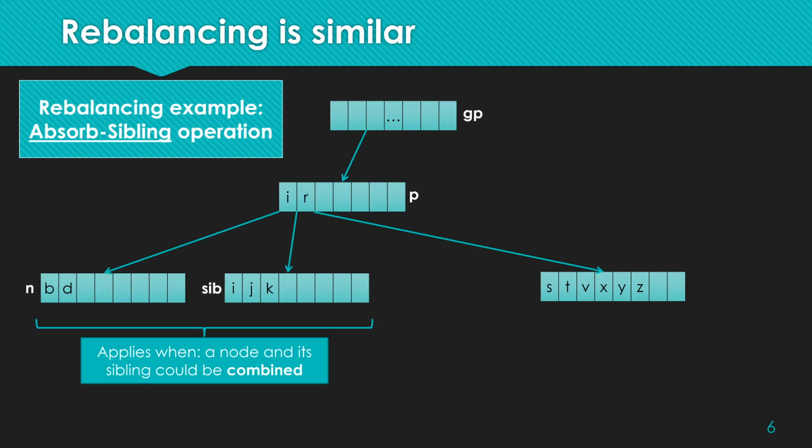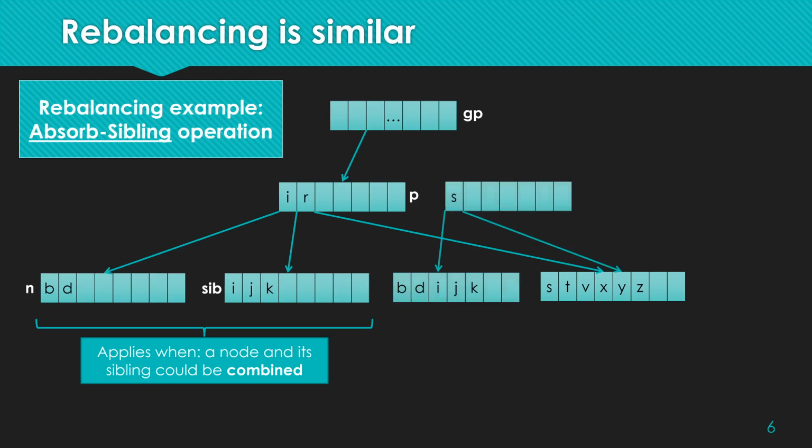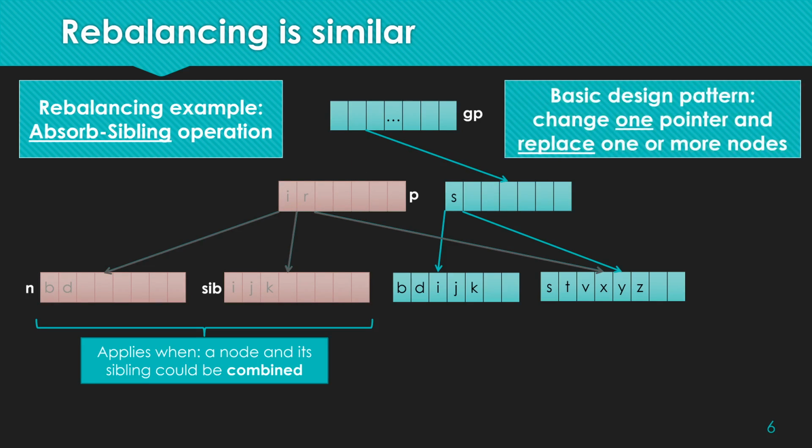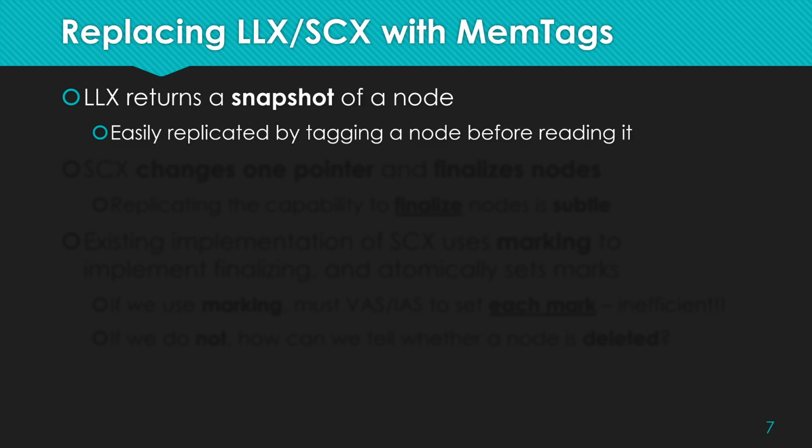We take these two nodes and combine them. In order to do this, we create a new node that contains the combination of the keys of both of those previous nodes. Also, of course, the parent is going to have one fewer child pointer now, because instead of two nodes, it's pointing to the single replacement node, and one fewer key. So we have to modify the parent as well, and we won't be able to do all of that in a single pointer change, so we have to replace the parent with a new node as well. We can do all of this with a single pointer change, so we can implement it with SCX. We create a new node, a new leaf, a new parent, and we use an SCX to atomically finalize these three nodes and replace them with these two new nodes. This follows the same basic design pattern as all of the AB tree operations: change a single pointer and atomically replace one or more nodes with one or more new nodes.